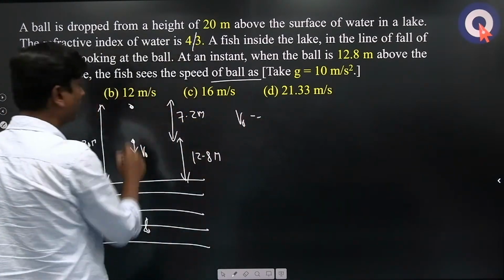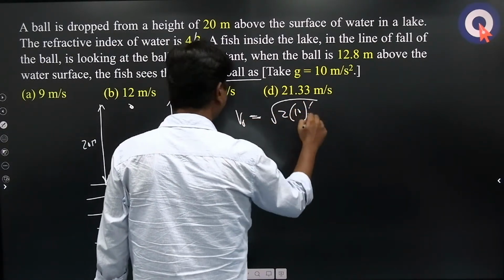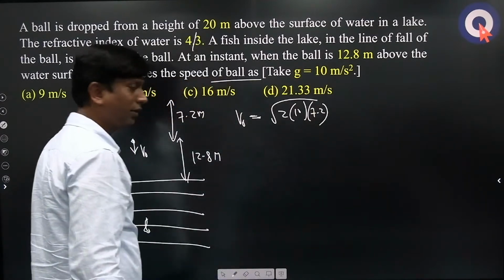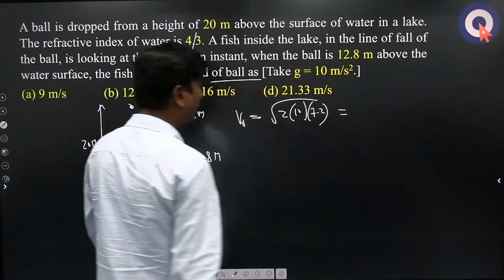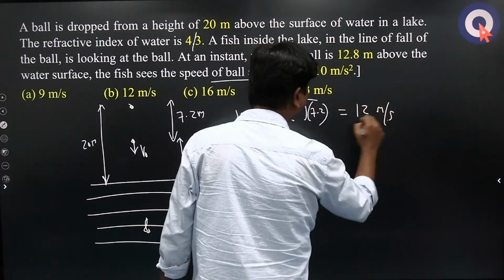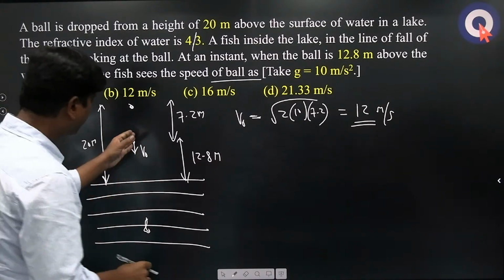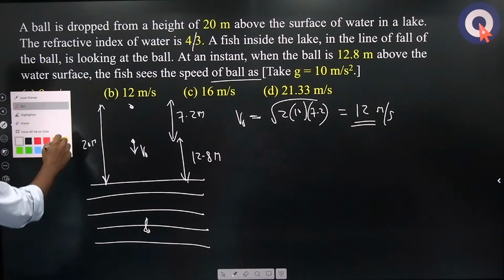So since it is falling from rest, you can use root of 2gh. So 2 into g, 10, h is 7.2. So here it will be 144 under root, 12 meter per second. That is the velocity of the ball. Now according to the fish, what is the velocity of the ball is what they are asking.